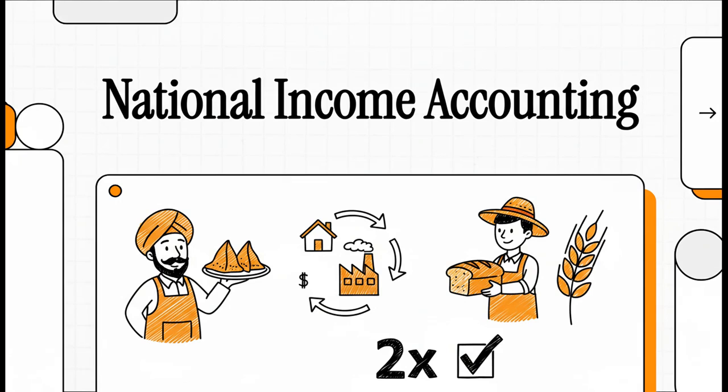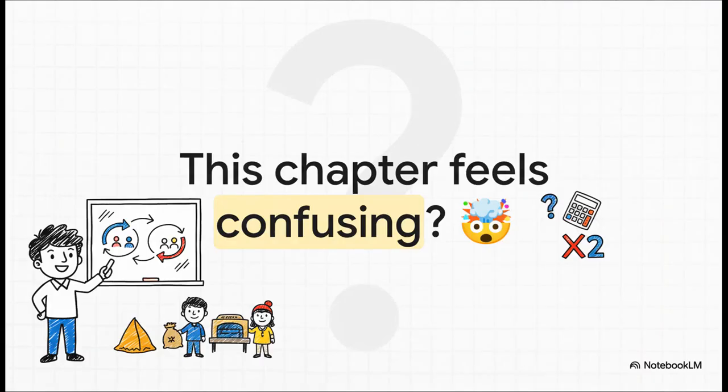I know exams are just around the corner, and this chapter, National Income Accounting, well, it can feel a little bit tricky with all its different terms and formulas. You've got GDP, GNP, NNP, factor cost, market price. I know, it can feel like you're learning a whole new language, right? And it can be super confusing. You might be feeling a little bit overwhelmed.